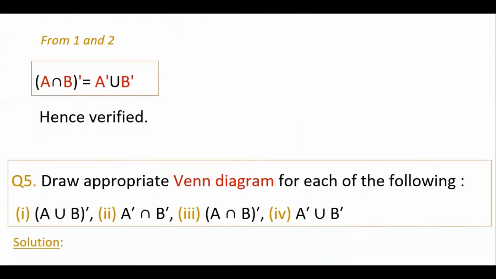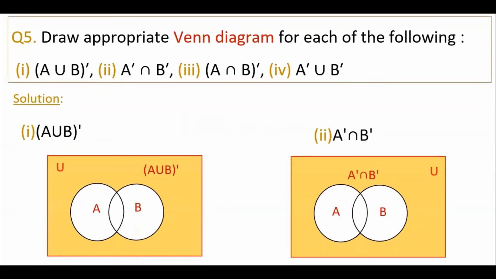And next one is the fifth one. Here, draw an appropriate Venn diagram for each of the following. The first one is the complement of A union B. So this is A set and this is B set. A union B, this is A union B.